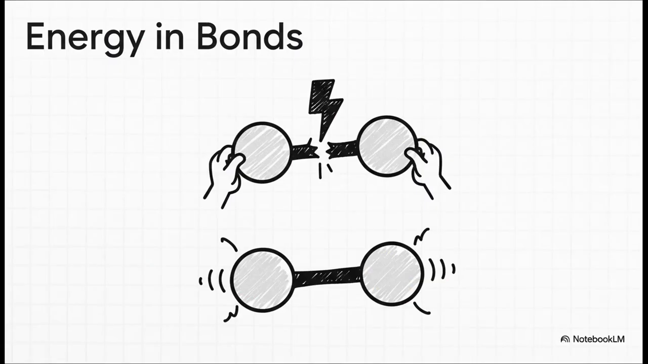But why does this happen at all? Well, it all comes down to the energy stored in chemical bonds. Here's the most important part. Breaking bonds always costs energy. You have to put energy in, kind of like snapping a twig. But forming new bonds always releases energy. So the overall reaction is just a simple balance sheet. Did you get more energy back from making new bonds than you spent breaking the old ones? Boom, it's exothermic. Did it cost you more energy to break the bonds than you got back? Well, that's endothermic. Simple as that.